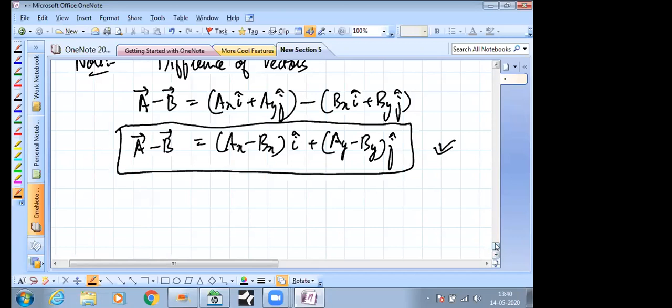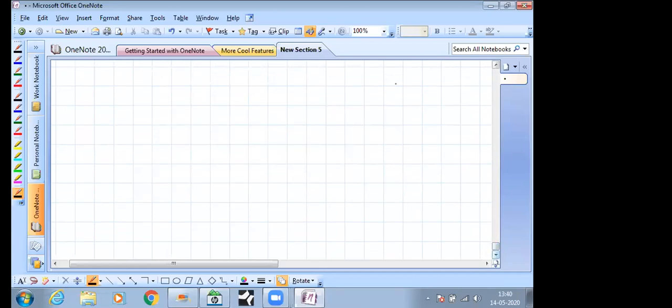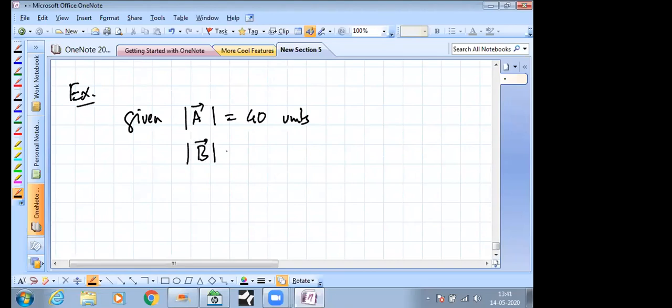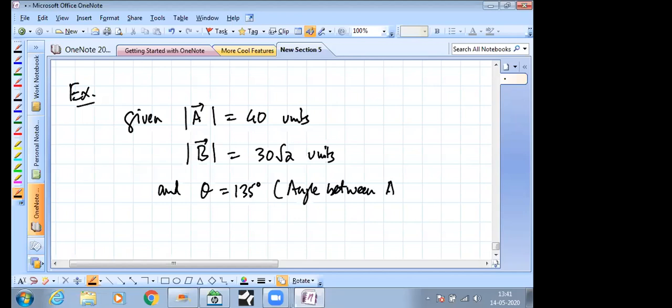Okay. Now let us see how we can use the component method to solve a problem even where the information given is not in components. That is the indirect way of solving. So suppose given that magnitude of vector A is, let us say, 40 units. Magnitude of vector B is, let us say, 30 root 2 units. And theta, the angle between them, is 135 degrees. This is the angle between vectors A and B.